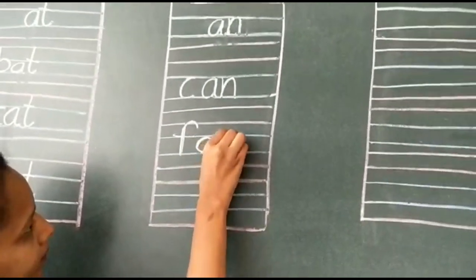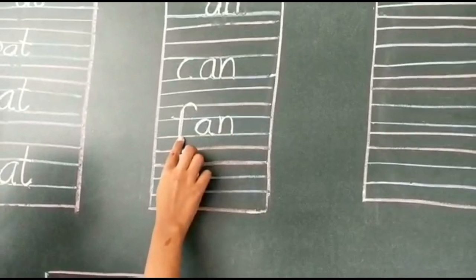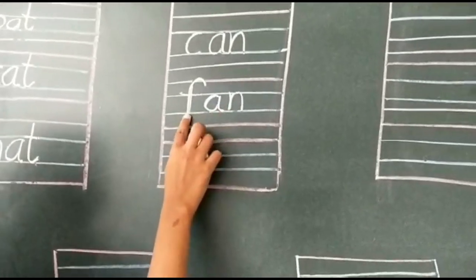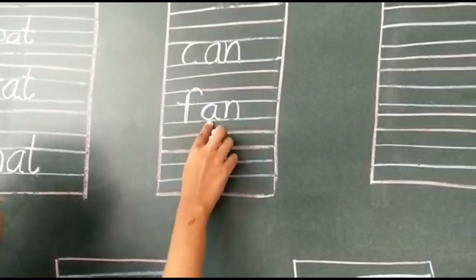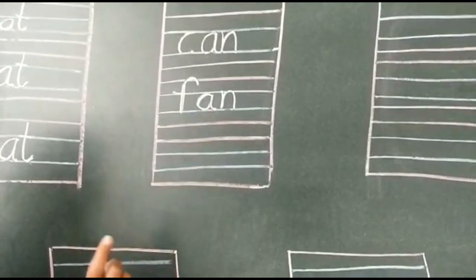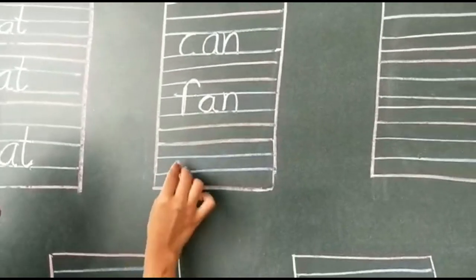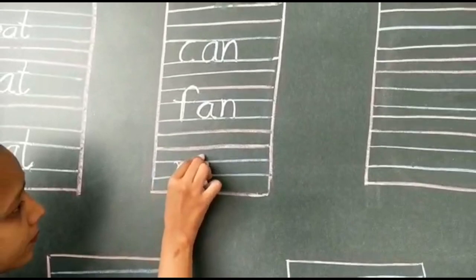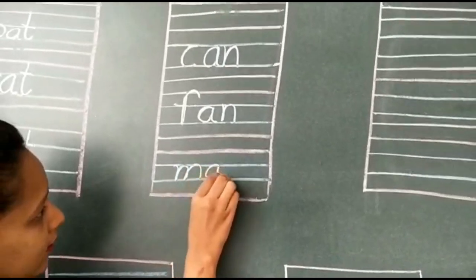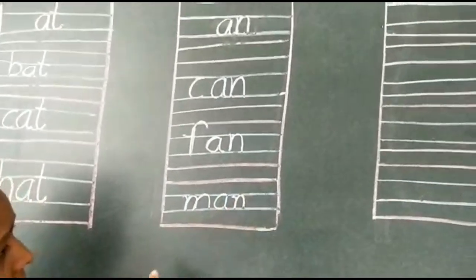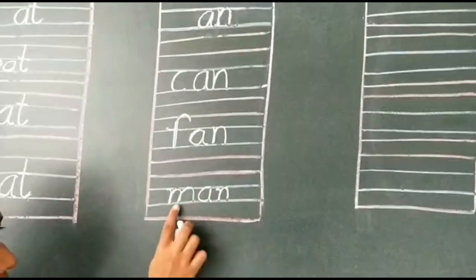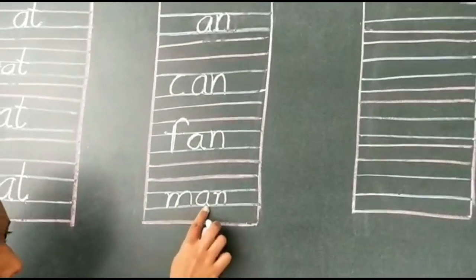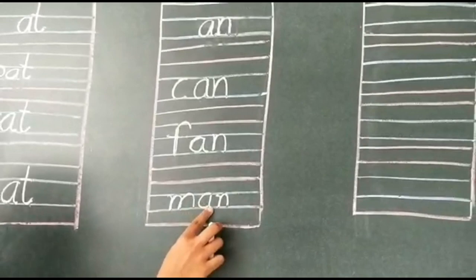Fan. F, an, fan. The third word is m. Man. M, an, man. M, an, man.